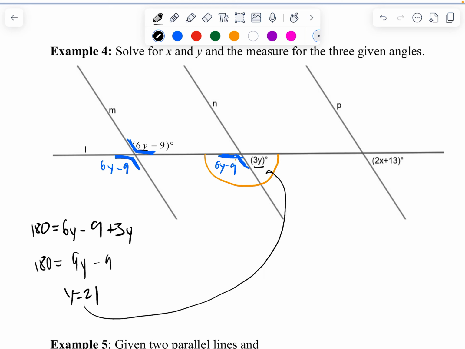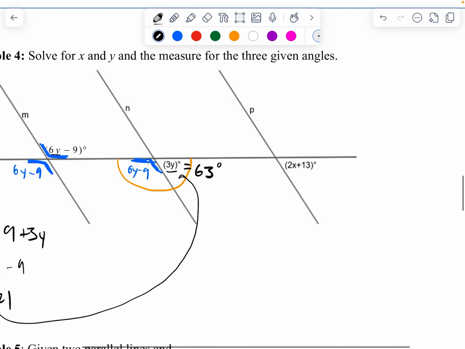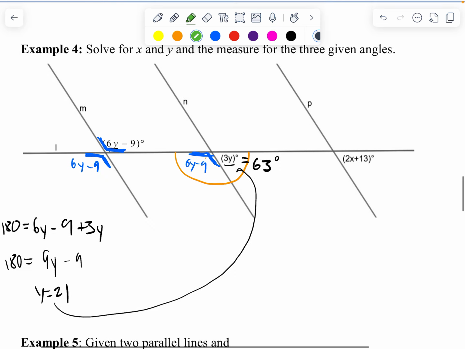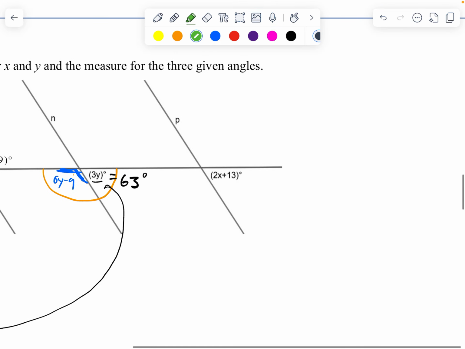What's 3 times 21? Well, that's 63. And now you know the angle measure. Okay, so from there, we still need to solve for x. We now know what y is. So now let's find x.